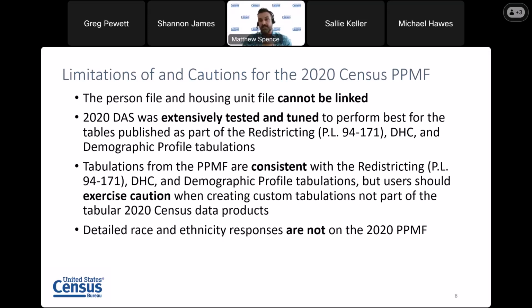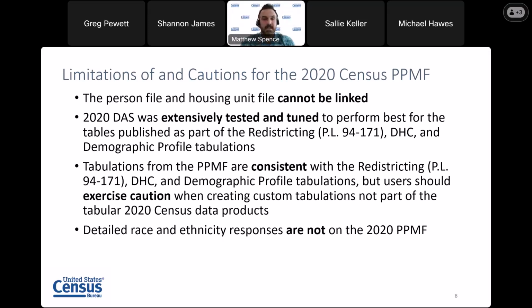Anything on data.census.gov that's part of the redistricting file, the DHC and the demographic profile will match exactly the tabulation from the PPMF. This is actually a really nice thing because you can use it to check your code and make sure you did it correctly. If it doesn't match, reach out to us and we'll see if we can figure out what the problem is.